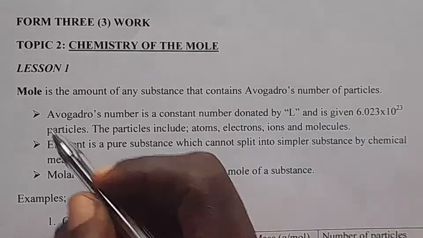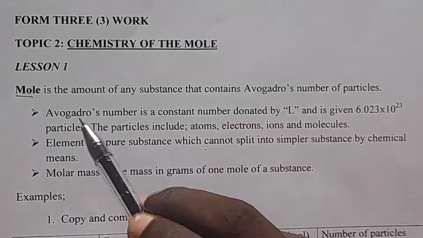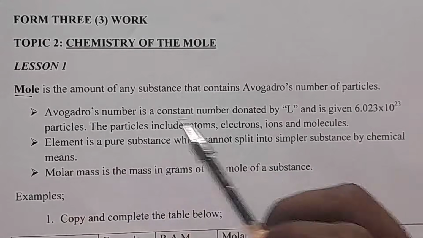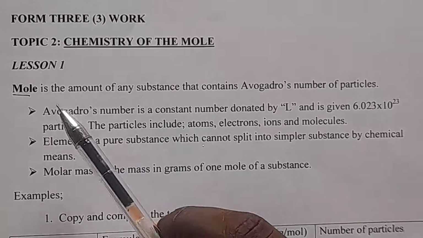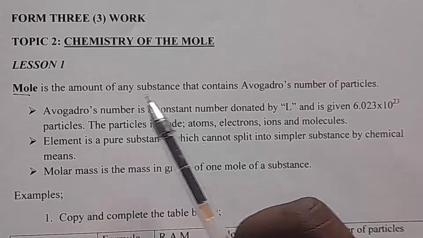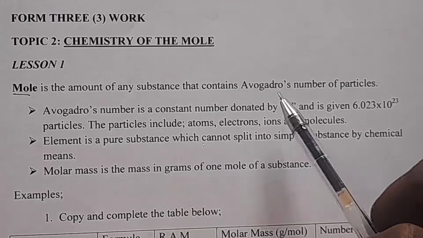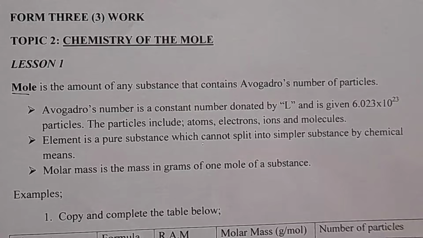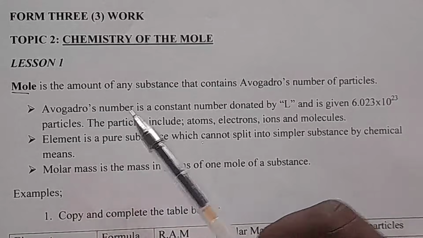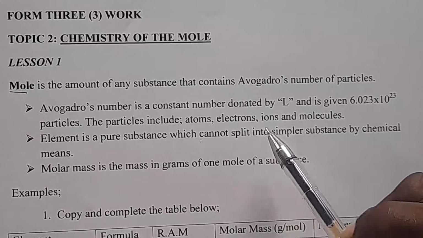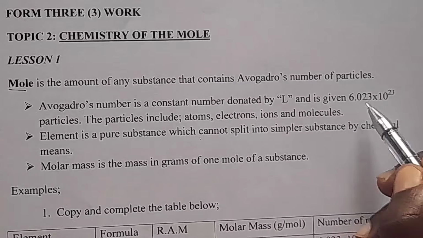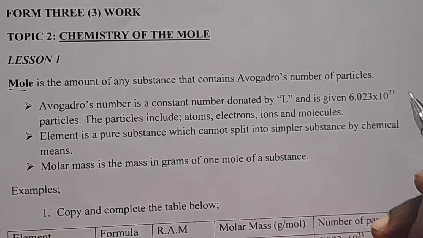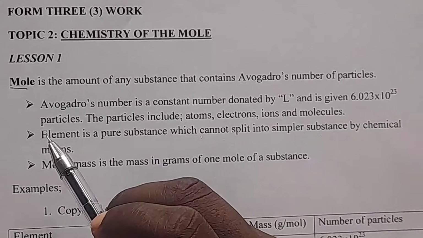So what is a mole? A mole is the amount of any substance that contains Avogadro's number of particles. If you are told to define mole, we say a mole is the amount of any substance that contains Avogadro's number of particles. Avogadro's number is a constant number, denoted by the letter L, and it is given as 6.023 times 10 power 23 particles.